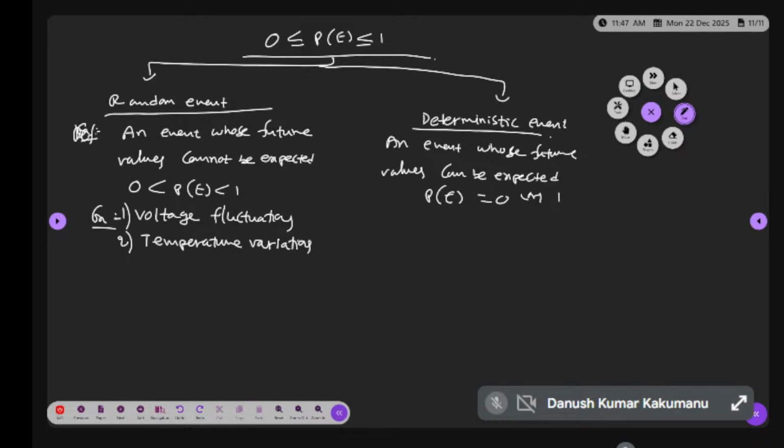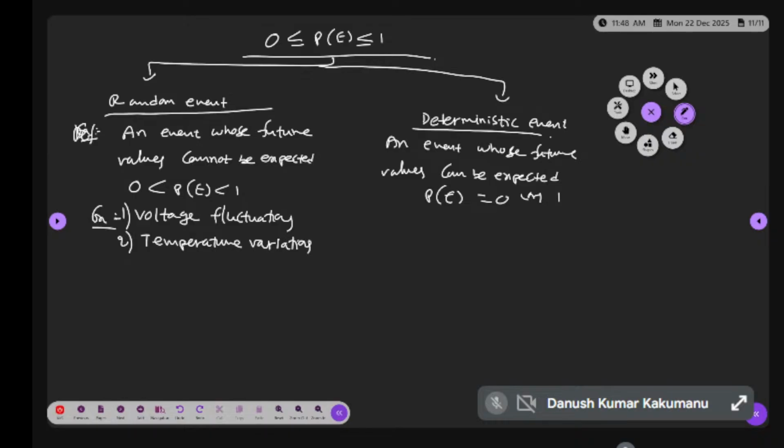Now tell me, 230 volts, what is our single phase? All of you know 230 volts. Yes or no? Now tell me, are you getting 230 volts consistently? No. What are the voltages you are getting? 227, 220, 229, 230, 231, 232. It varies. It will not show 230 volts continuously. Is it clear to all of you? Voltage fluctuations. Second is what? Temperature variations. We cannot expect what the temperature will be in the next one minute, or even in the coming seconds.